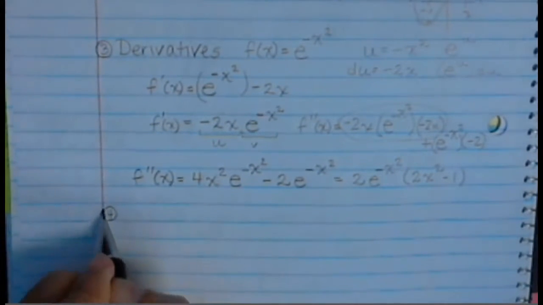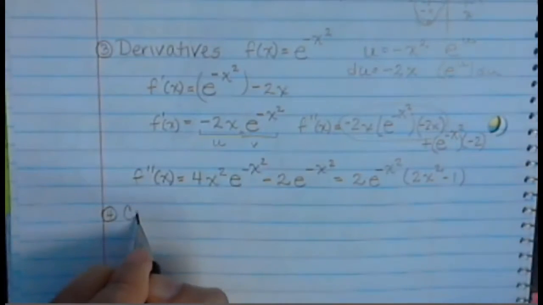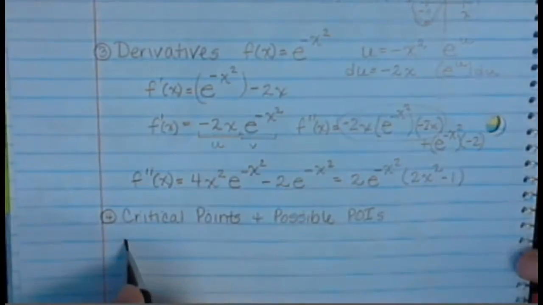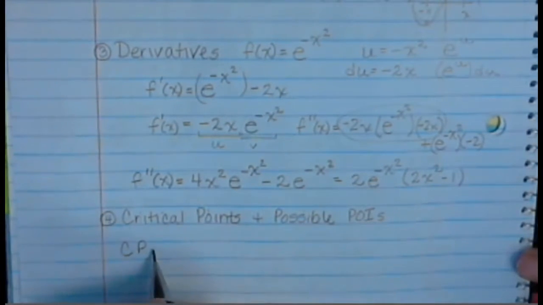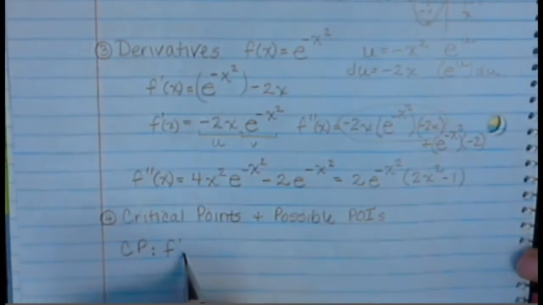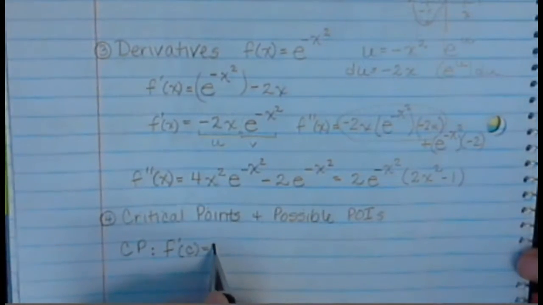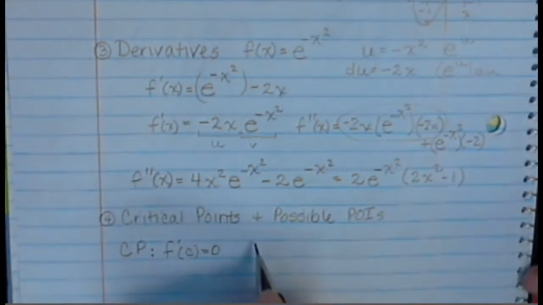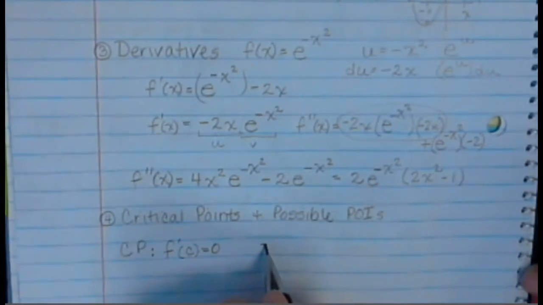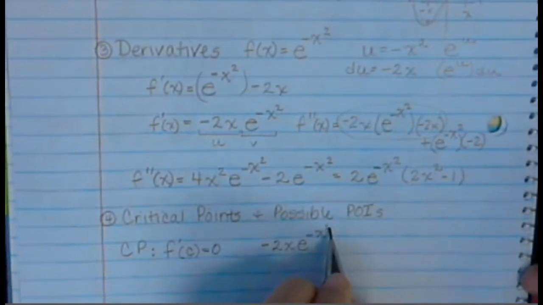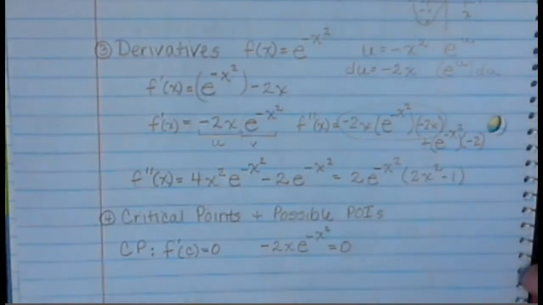So the fourth thing we need to do is go find critical points and possible POIs. So to find critical points, remember we need to find where f prime of x is equal to 0. We've got to go find those c values. So we're going to get our f prime, which was negative 2x e to the negative x squared, and decide when that equals 0.